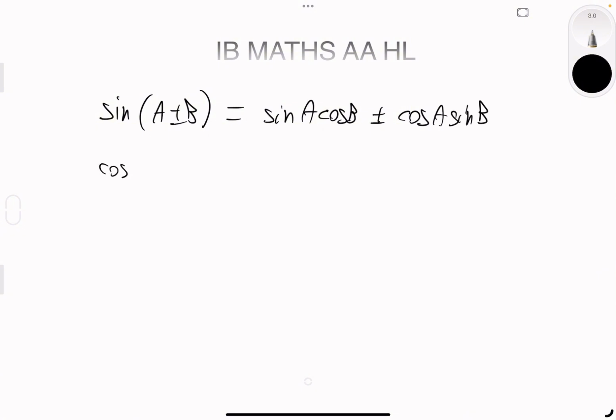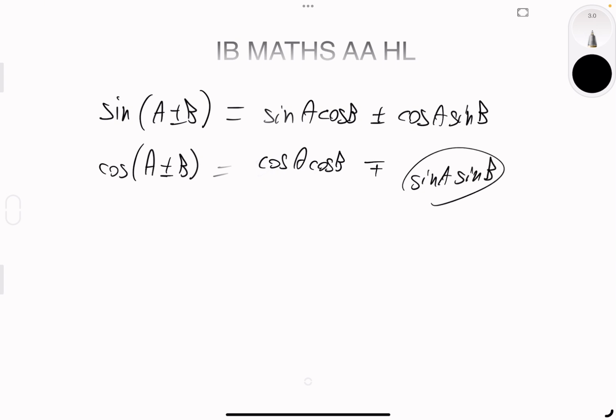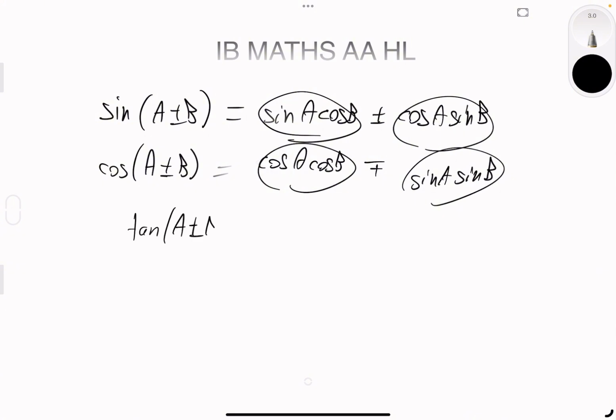And for cos, it's pretty similar, but you have to make sure you do not mix them up, because here you'll see that for cos a cos b, it's not plus minus but minus plus. So if it's a plus b, it's going to be cos a cos b minus sine a sine b. And make sure you don't mix these parts up as well. It's very important. And we also have tan of a plus minus b.